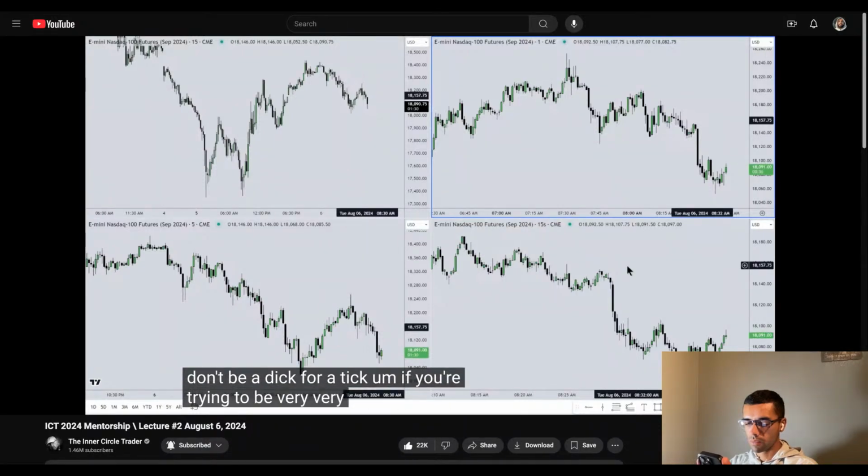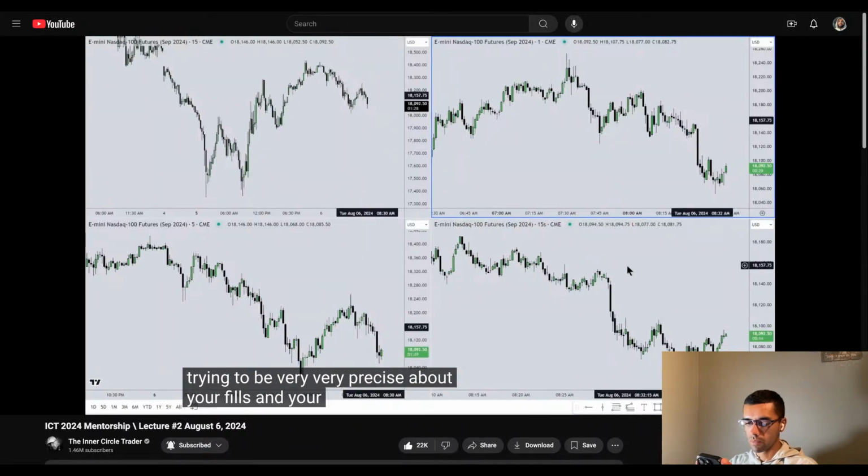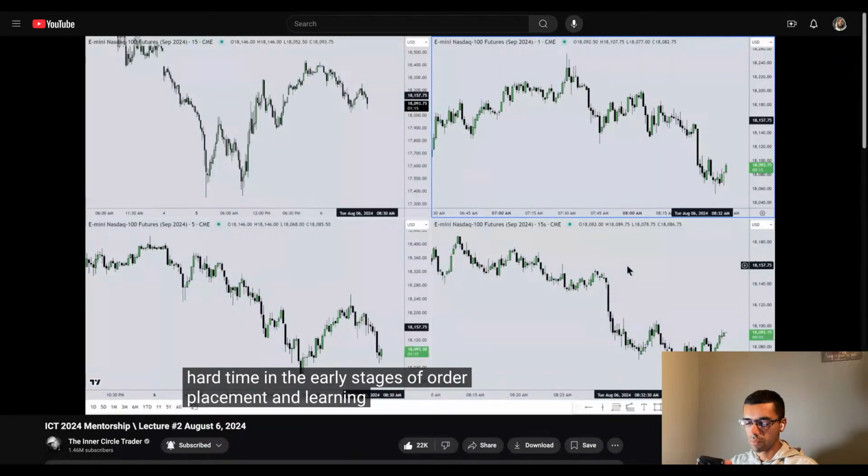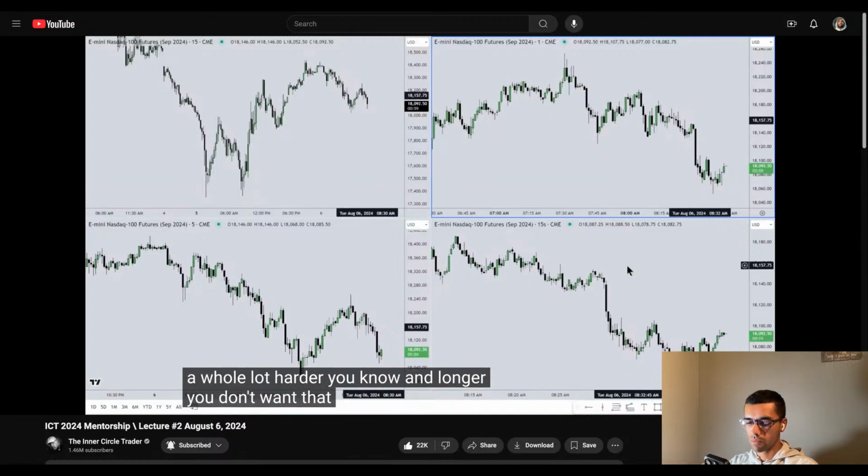If you're trying to be very, very precise about your fills and your entries, and you don't give yourself flexibility and permission to see it not fill sometimes, you're going to have a real hard time in the early stages of order placement and learning how to trade entries, because you're going to be demanding perfection, and demanding perfection is an invitation for frustration and regret and struggle, and it's going to make your learning process a whole lot harder and longer, and you don't want that.